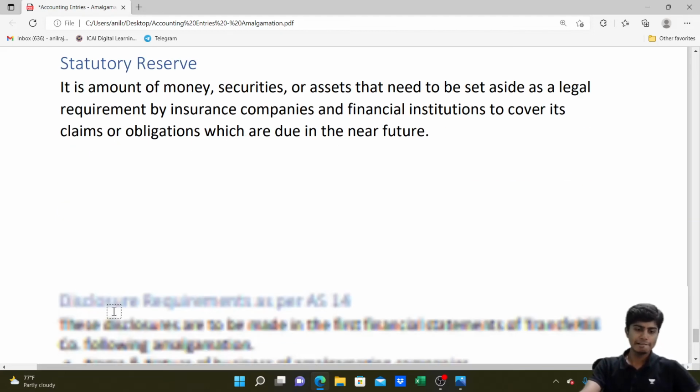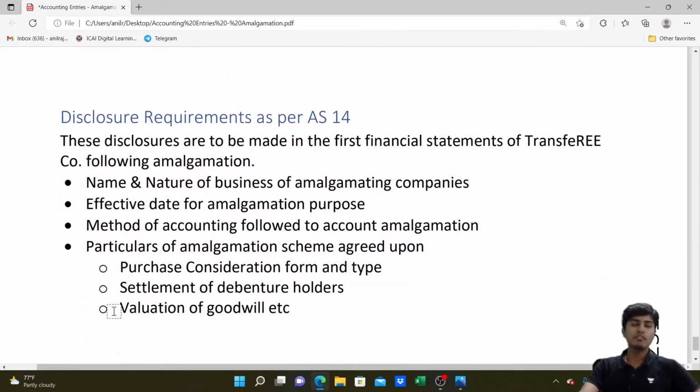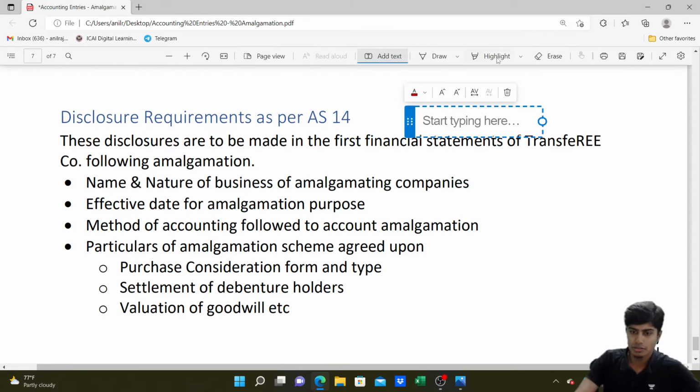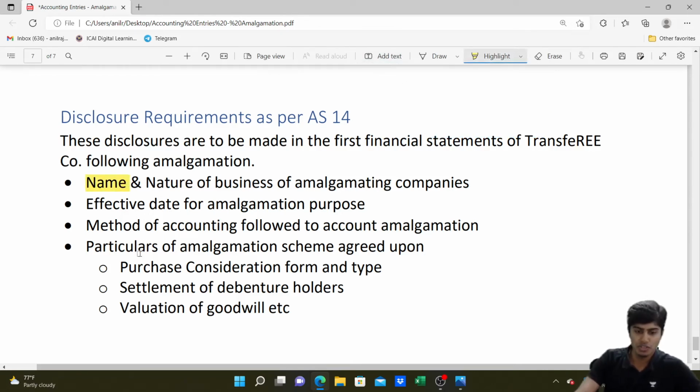Yep, that's it. Then once we do this, we'd have to go ahead and prepare financial statements. But another important thing is the disclosure requirements as per AS 14 have to be adhered to, and these disclosure requirements have to be fulfilled in the books of the transferee company. What are the disclosure requirements? We should disclose the name and nature of amalgamation. We should write the name of the transferee company, name of the transferor company, nature of business of the amalgamating company. You should tell the effective date from which the amalgamation will come into force.